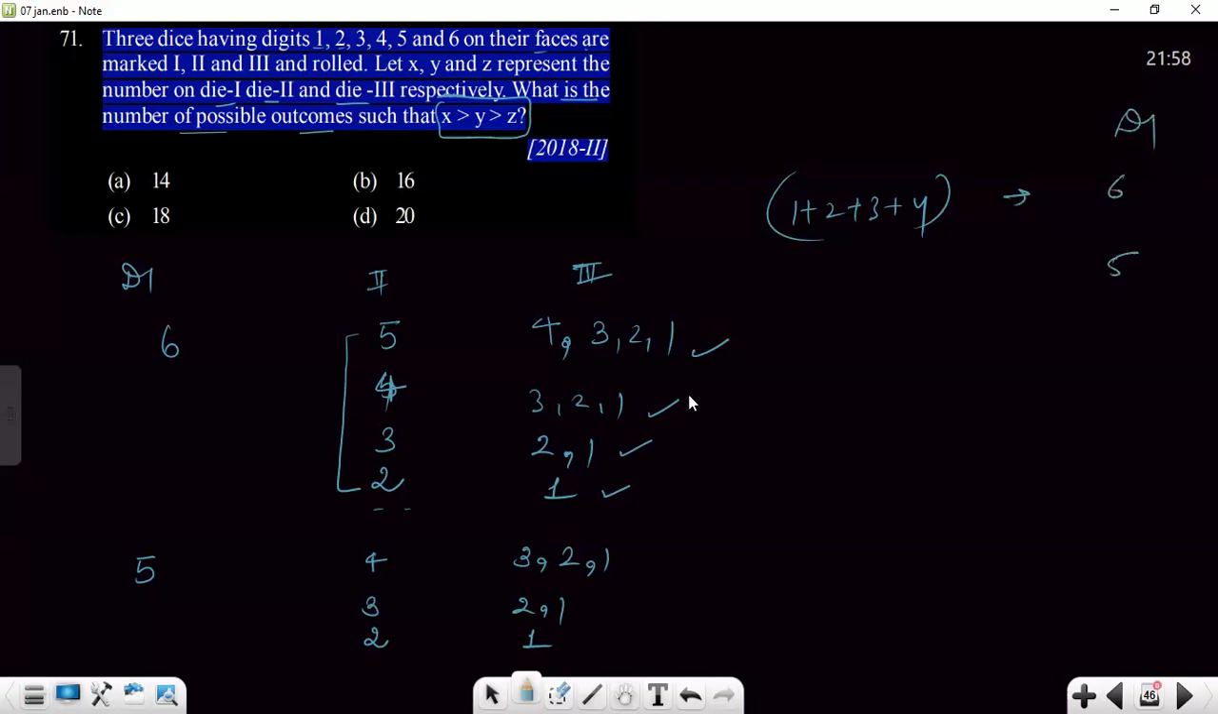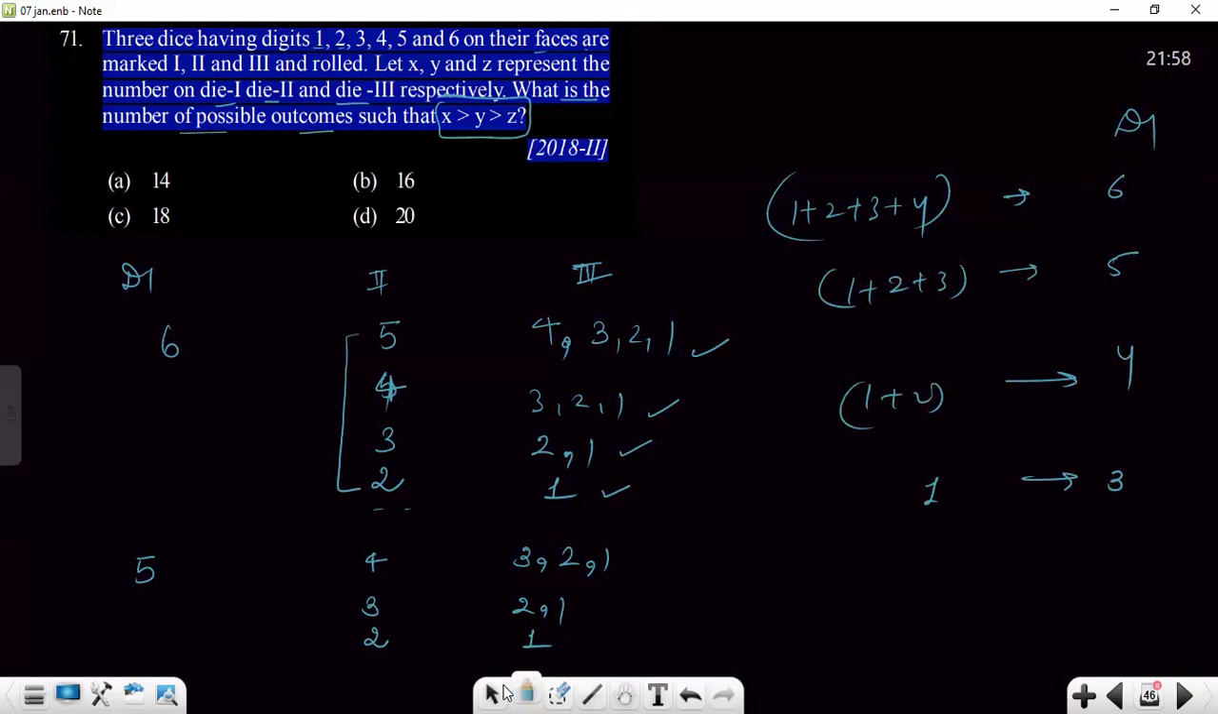For 5 on the first dice, how many cases? 3 here. So I'm assuming 1 plus 2 plus 3 cases here only. For 4 on the first dice, 1 and 2 only cases here. For 3 on the first dice, then only 1 case. Why?